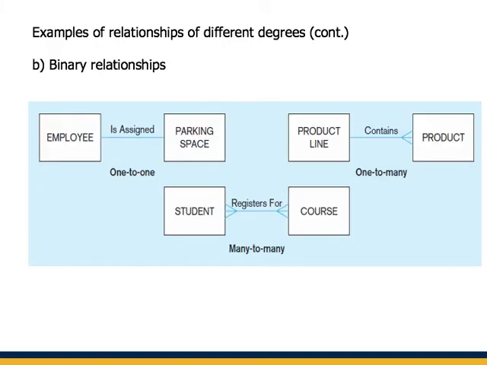Binary, two entities are involved with different cardinalities. Let's look at those. So what does this figure now read? One employee is assigned to one parking space, one to one. Product line contains multiple products. So one product line contains multiple or many products.